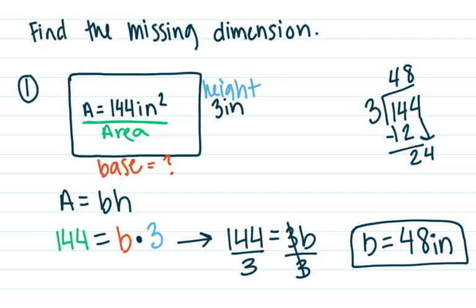So you must be able to find the area, but you also have to be able to find a missing dimension if they give you the area. And in this case, the missing dimension was the base.